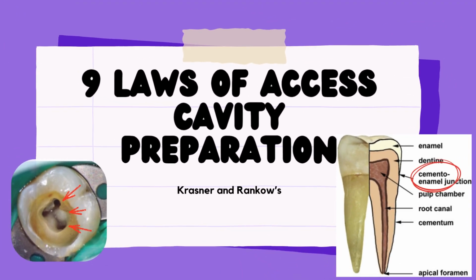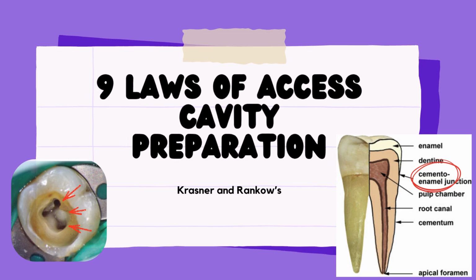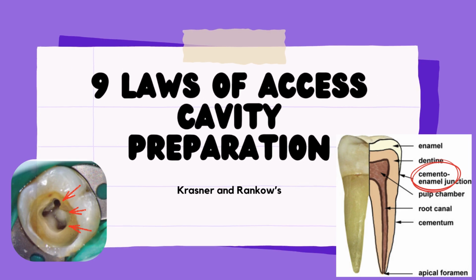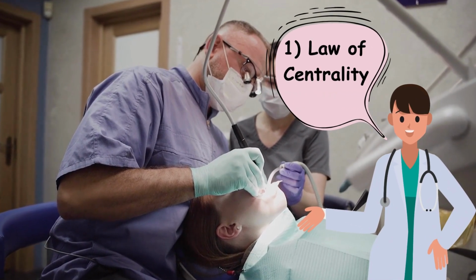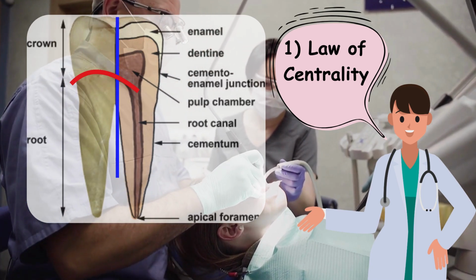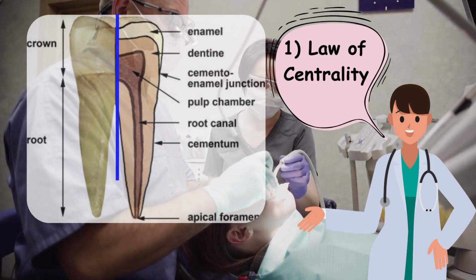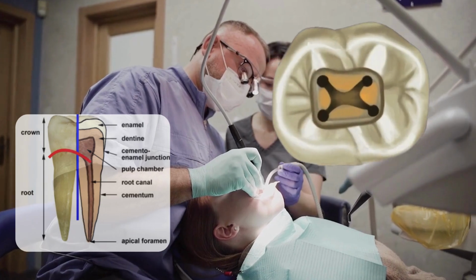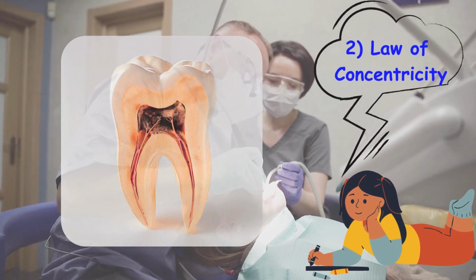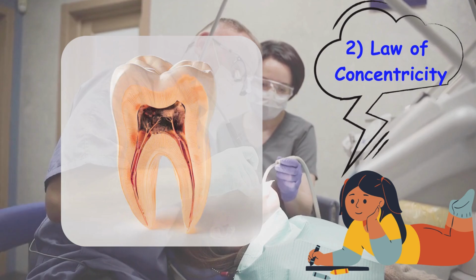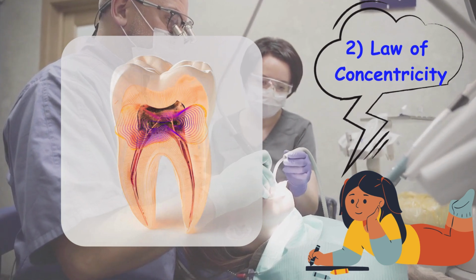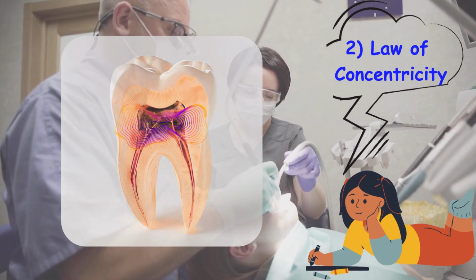In 2004, Krasner and Rankow suggested 9 laws of access cavity preparation that help us to locate canal orifices. The law of centrality states that the floor of the pulp chamber is always located in the center of the tooth at CEJ. The pulp chamber walls follow the external anatomy of a tooth. Next law is the law of concentricity, which states that the walls of the pulp chamber are always concentric to the external surface of the tooth at CEJ.